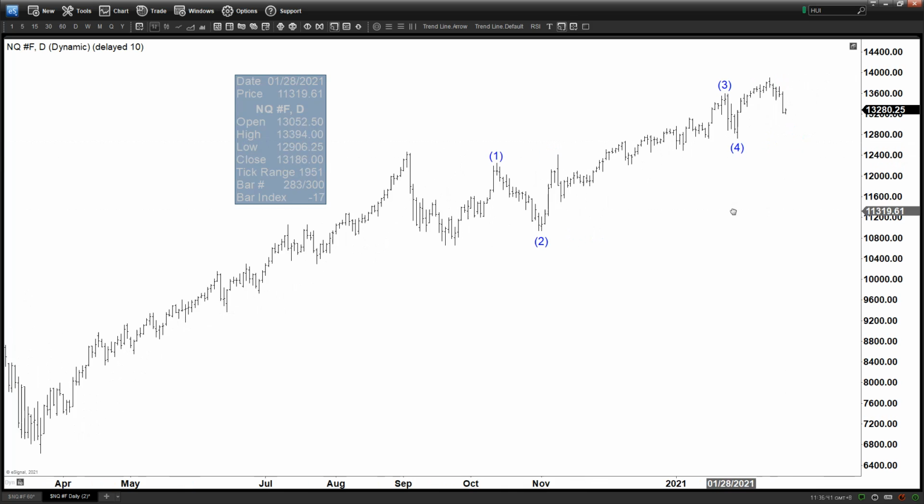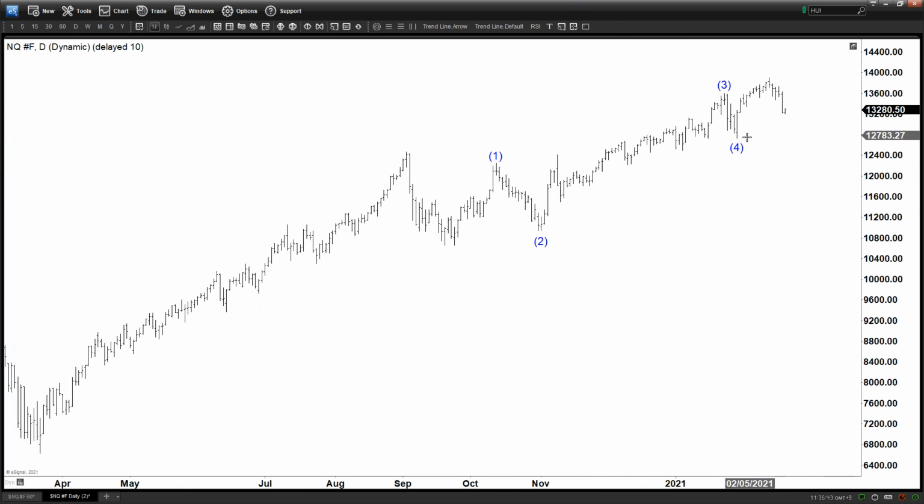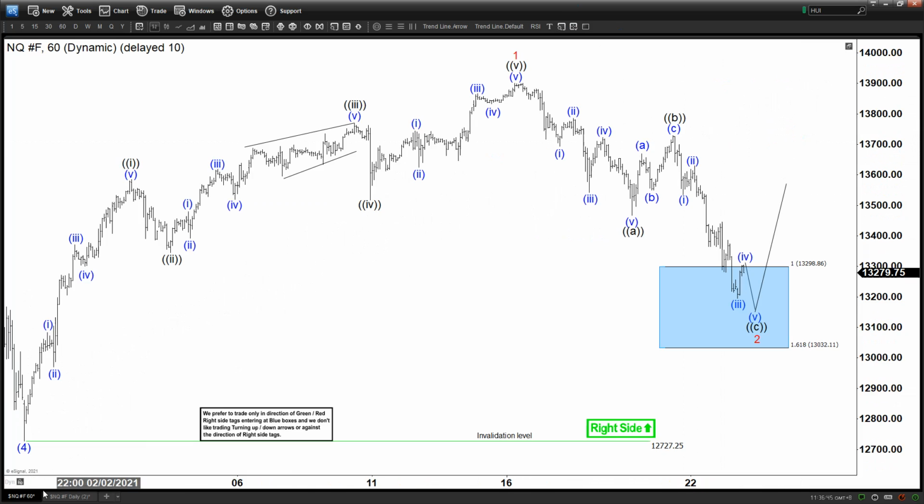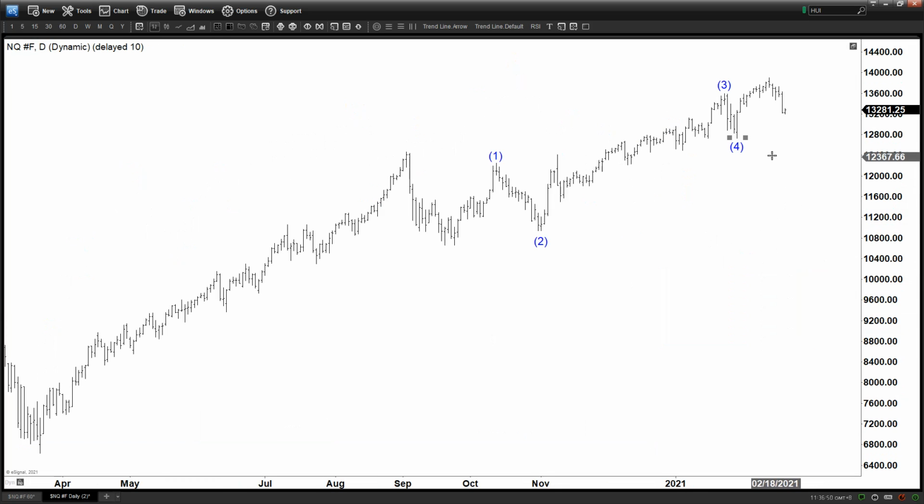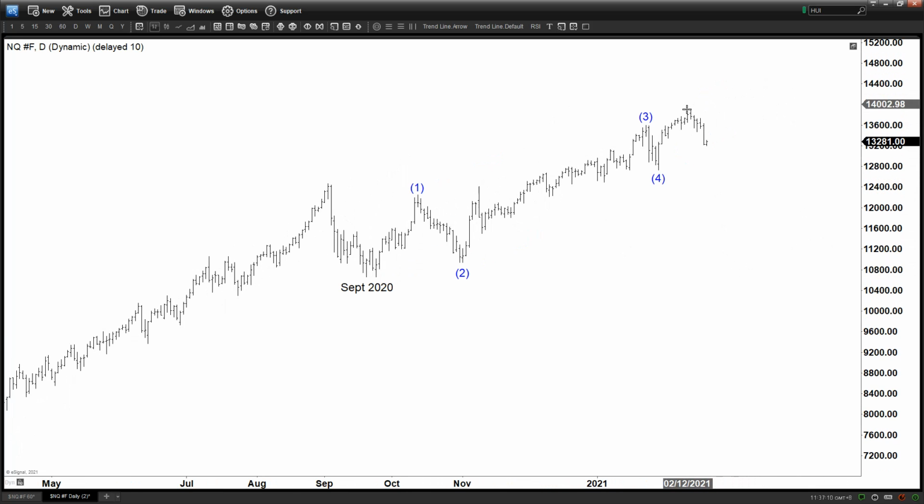So I'm putting in here all the important labels that we need to know. This 4 here, the same 4 here, that means this is 3 and this is our 1 and 2. So we are talking about the move that started from September 2020, right? That's the starting point of this move. We got a 5 waves up from here, 1 2 3 4 5, and we are now within the last leg, with 5.